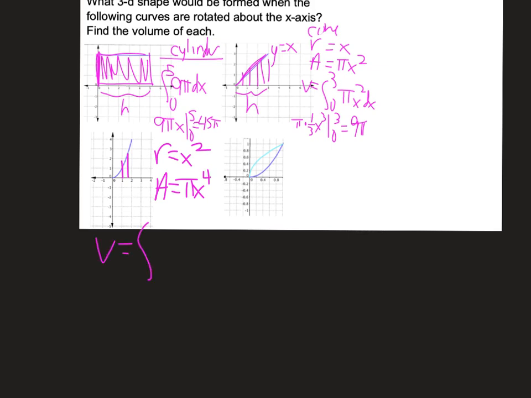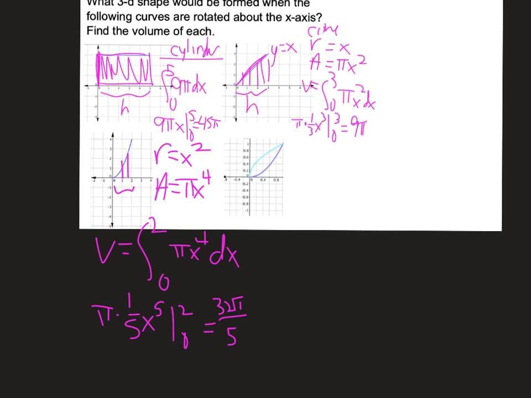So then the volume we integrate from 0, in this case 0 to 2, pi x to the 4th dx, and that's going to be pi 1/5 x to the 5th, 0 to 2. So that's 32 pi over 5. That says 32 pi over 5, believe me.